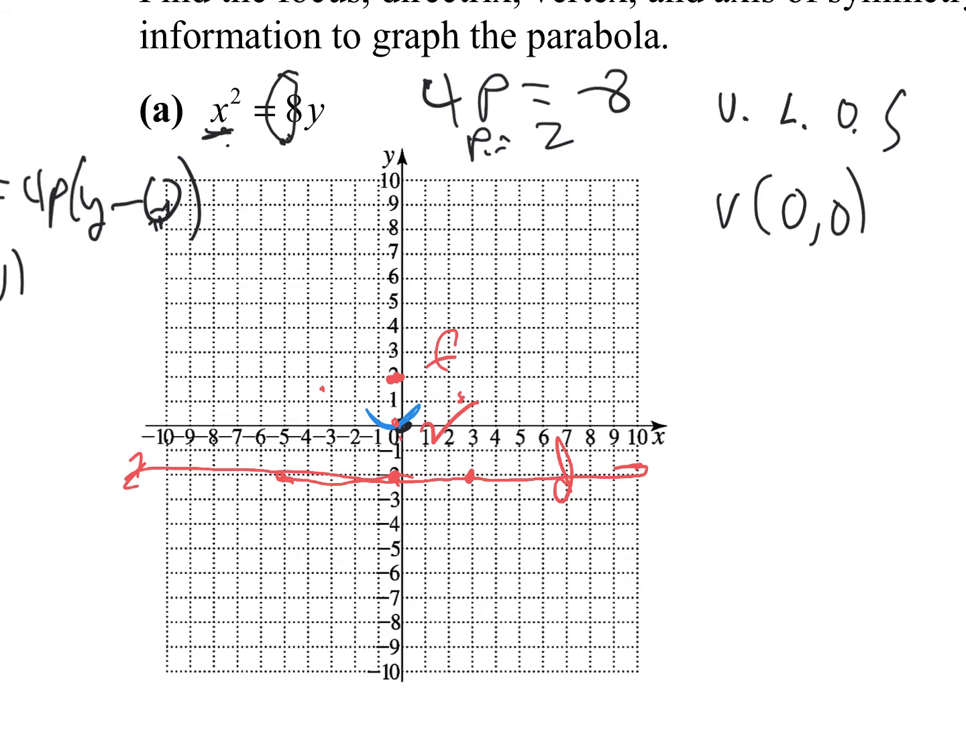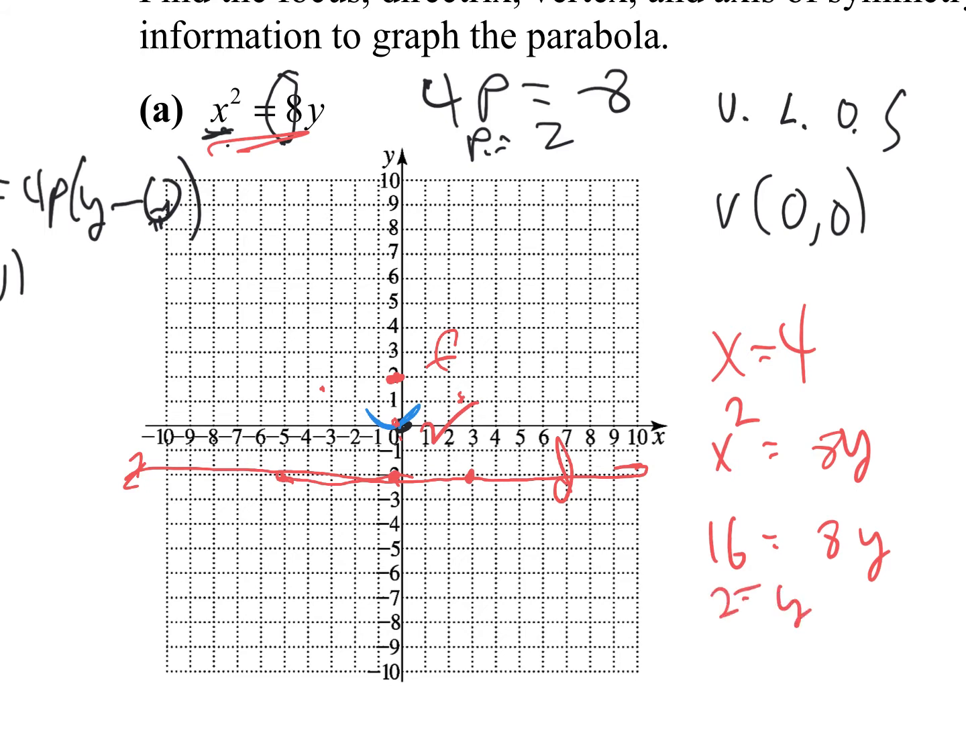Why don't I let x equal 4? I like x as 4 all the time. Using my equation, x squared equals 8y, and it was 4py, but I already found p, so I don't care about p anymore. So I know 16 equals 8y, because I went 4 squared, and then y must be 2. So x is 4, y is 2.